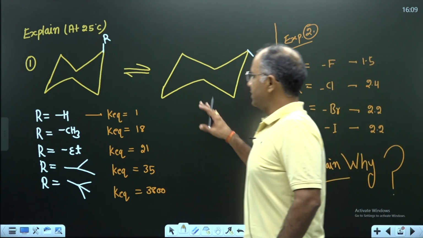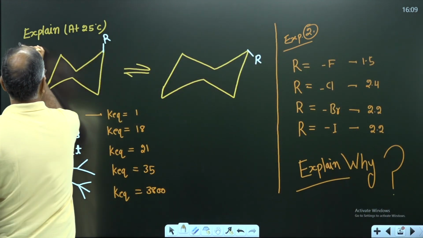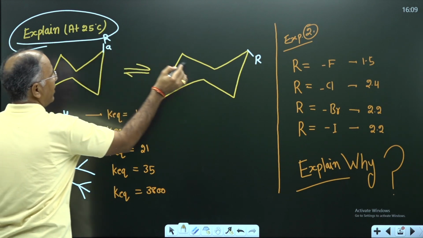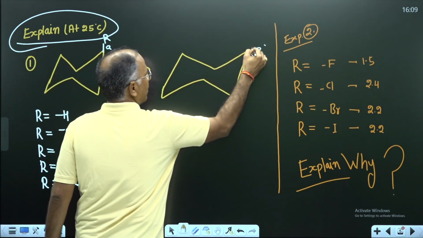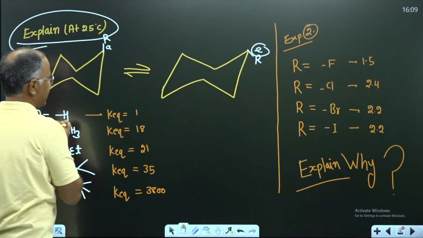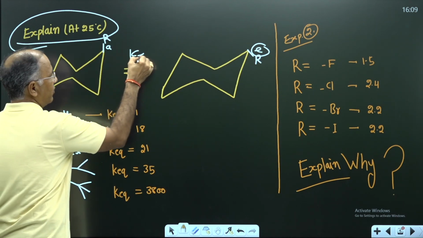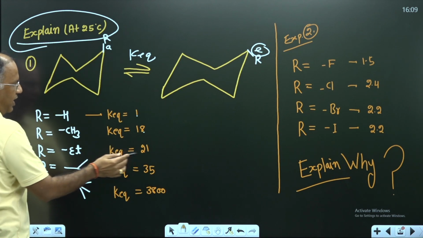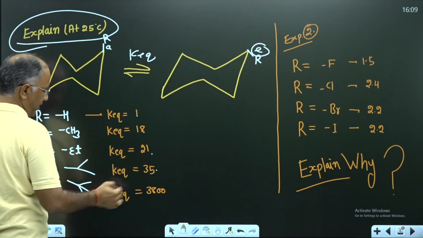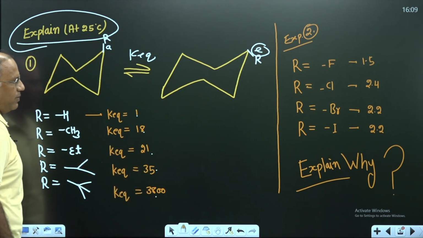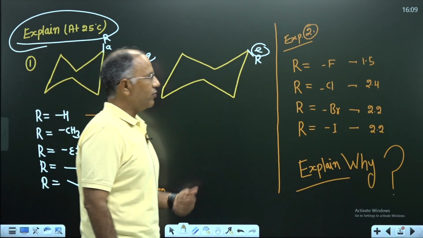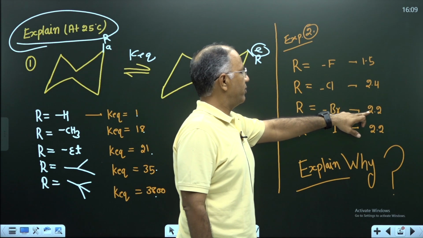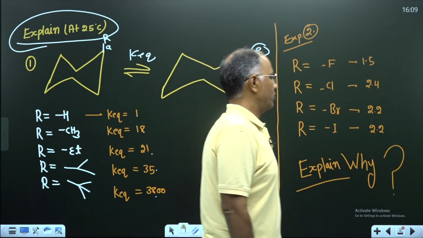Now let us check these data. Explain why at 25 degrees the axial flips to equatorial. If R is replaced by H, the K equilibrium value will be 1. In methyl it is 18, ethyl 21, isopropyl 35, and this is 300. Explain why. And then you have to explain, if R equals F, K equilibrium is 1.5, Cl 2.4, Br 2.2, and iodine 2.2. Why?